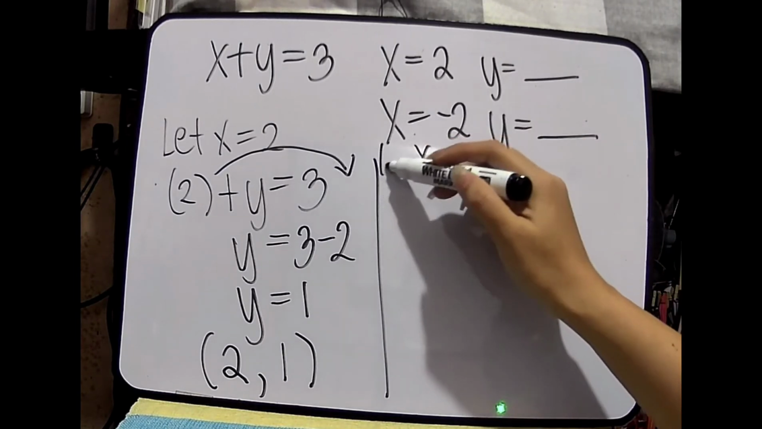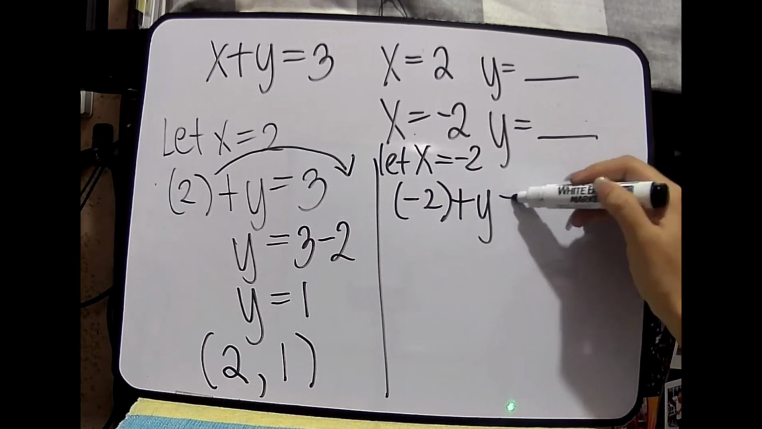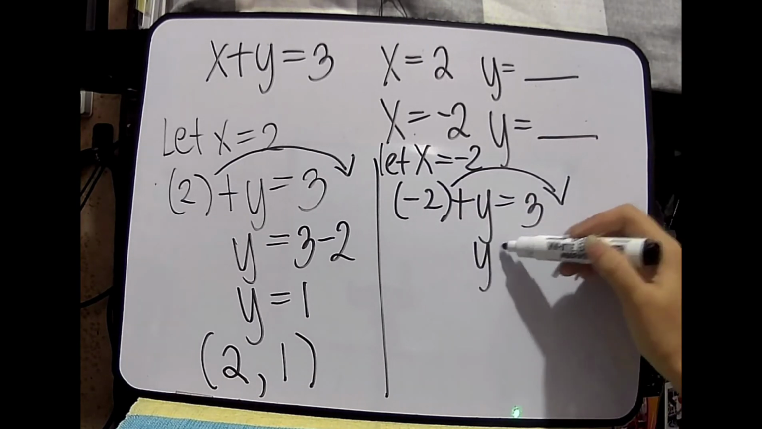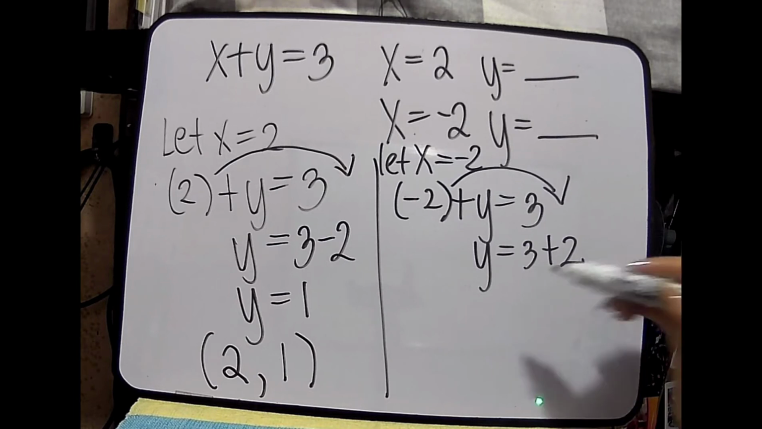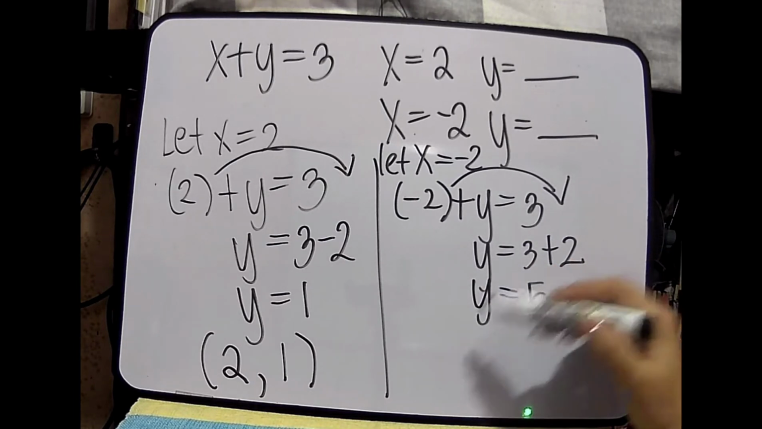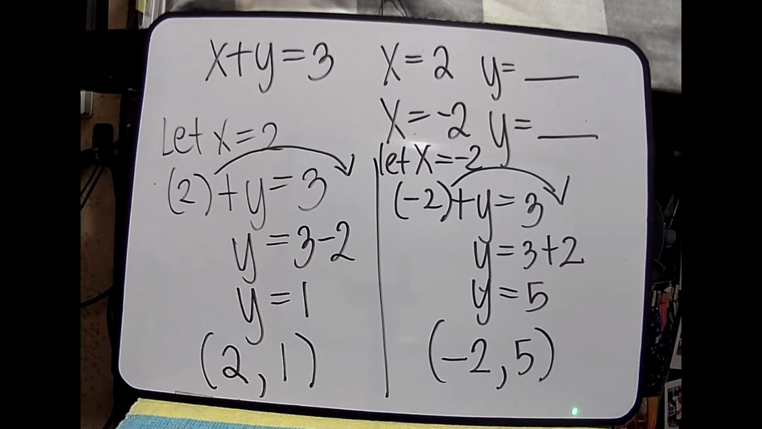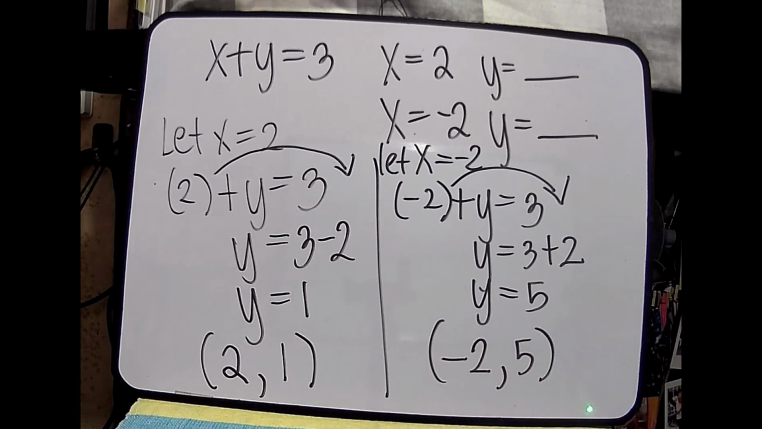Okay, let's do that again sa x is equals to negative 2. Inulit ko lang. So negative 2 plus y is equals to 3. So, transpose na lang ulit natin. So, y is equals to 3 plus 2. Remember that when you transpose, you need to change the sign. So, we have y is equals to 5. So, our ordered pair is negative 2, positive 5. And dahil nga two-point method ito, yung first ordered pair and the second ordered pair, ipa-plot lang natin yan. And then, i-connect natin yung line. I-connect natin yung dots.